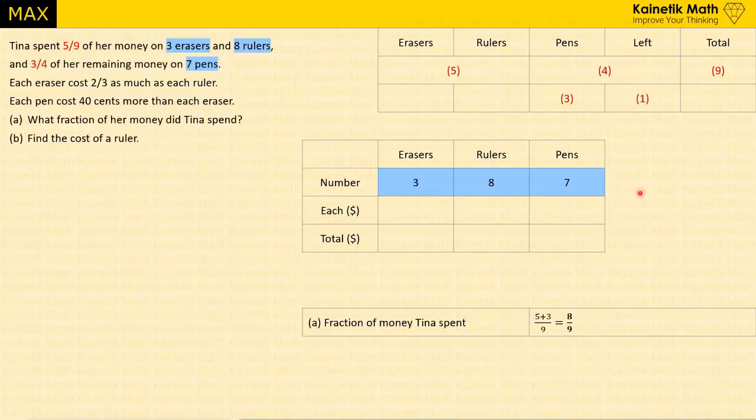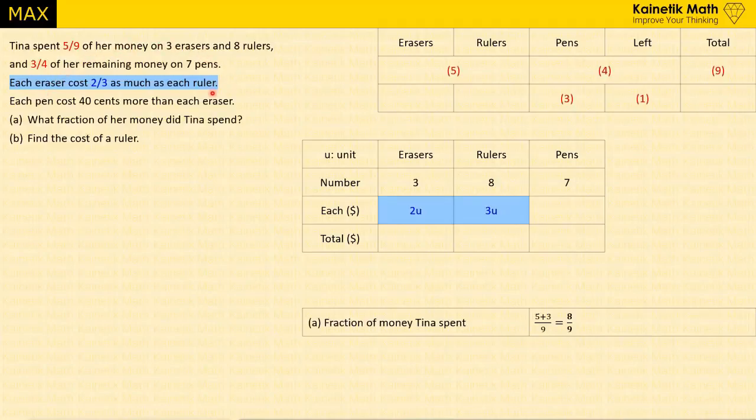Then we go to the next statement, which is comparing the price of an eraser to the price of a ruler. Right, so the eraser is 2 units, the ruler will be 3 units. In this case, we'll write the letter U to represent units. For multiplying in this way, it's better for us to write the letter U rather than writing in brackets, because quite likely later on we have to combine them with the actual value of money. So it's more proper for us to write in algebraic alphabets.